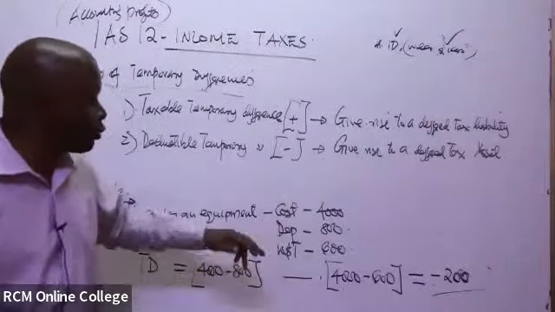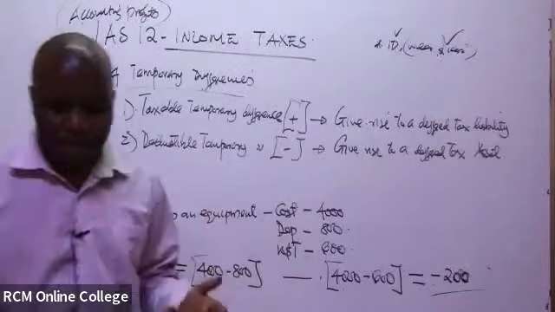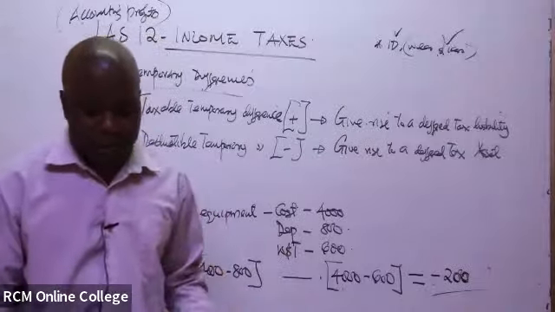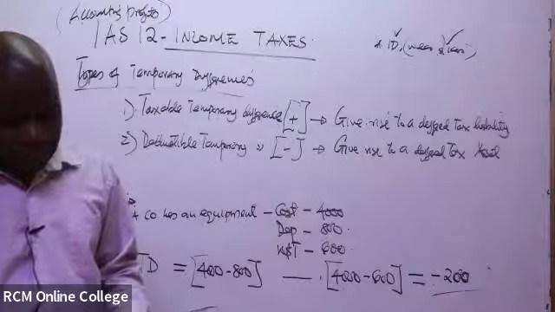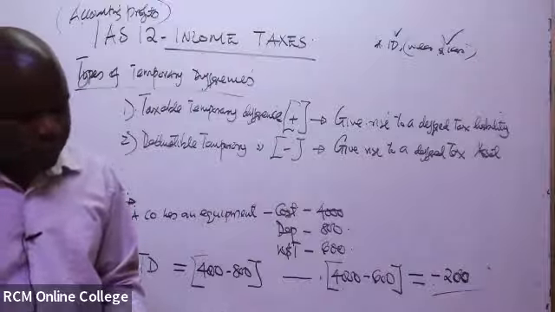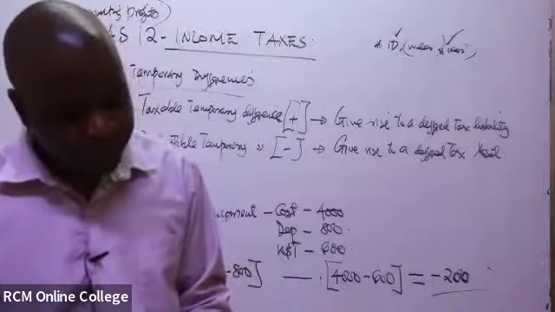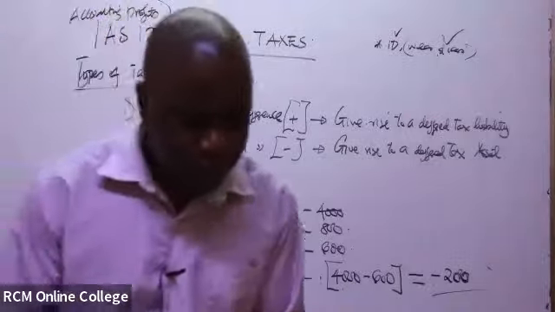But now the depreciation, they were doing 25% per annum. So you are required to come up with the taxable profits, then the temporary differences, then the deferred tax account.